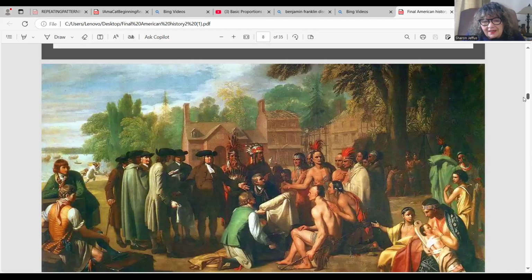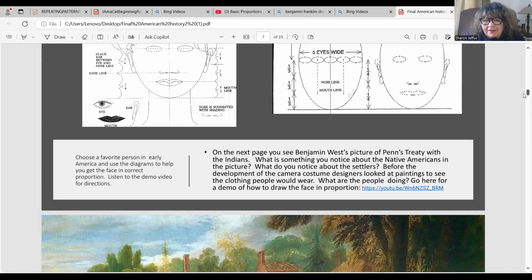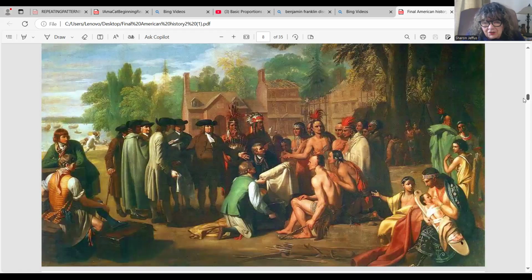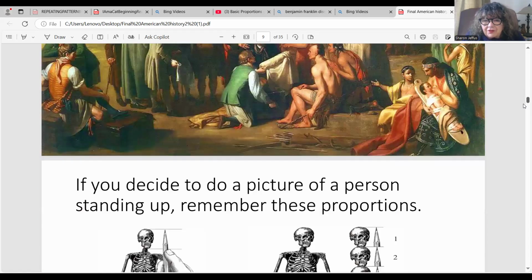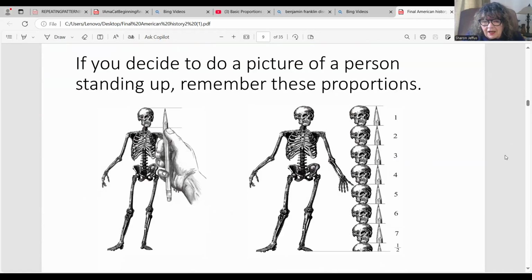Now, as you can see again, this is a picture by the great Benjamin West of Penn's Treaty with the Native Americans. And if you decide to do a picture of a person standing up, you want to remember these proportions. They'll take their thumb and go like this. And what they're doing is they're thinking, if the head is this big, then how big is this? Like you're sort of doing an implied grid. But an adult person is generally 7.5 to 8 times the size of their head. So if you're doing an adult, then you want to make sure that you have it in correct proportions.